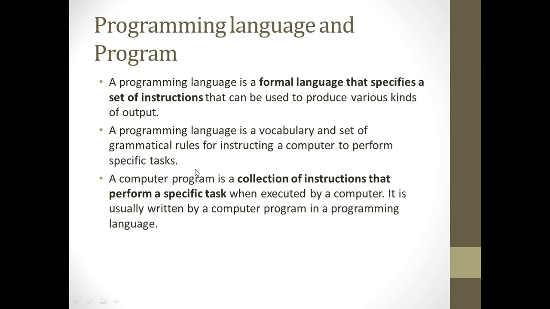Now, what we write with the programming language is called a computer program. A computer program is a collection of instructions that perform a specific task when executed by a computer. So when the program is executed by the computer, it performs a specific task. It is usually written by a computer programmer in a programming language.